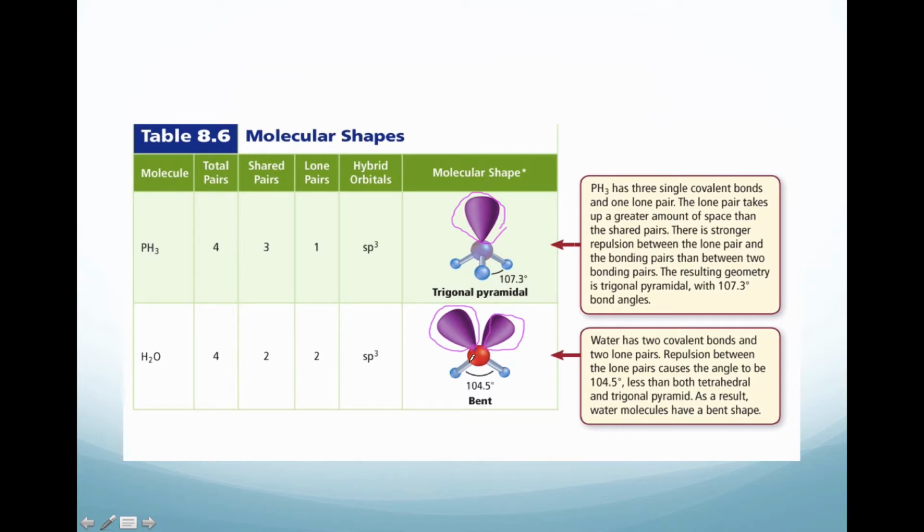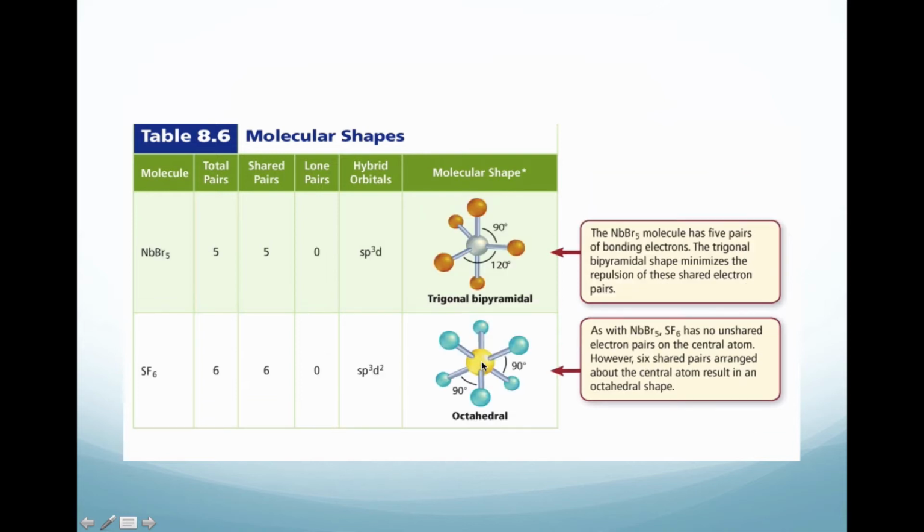And notice here, this is water. Water kind of looks like Mickey Mouse ears. These two non-bonding pairs push those other two covalent bonds down further away, and as a result, those two covalent bonds are 104.5 degrees apart from each other. So they're very close to each other.